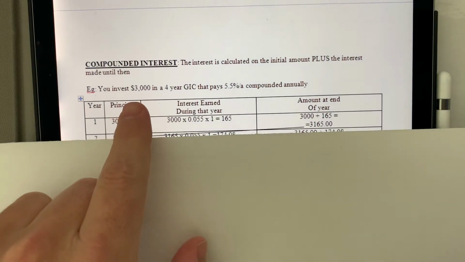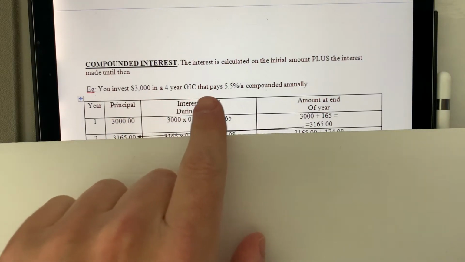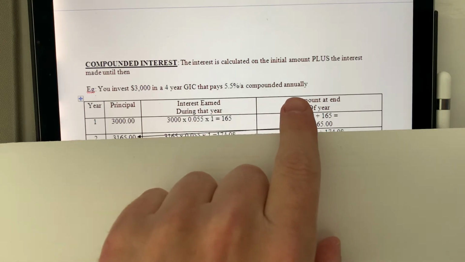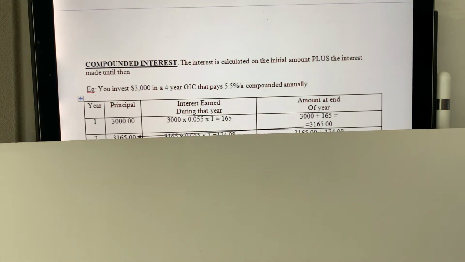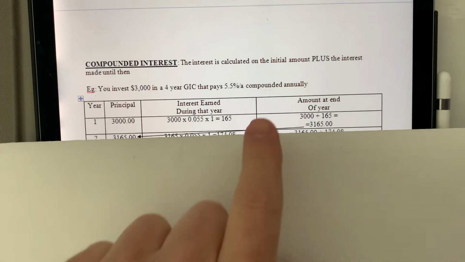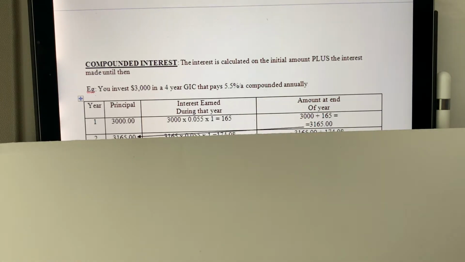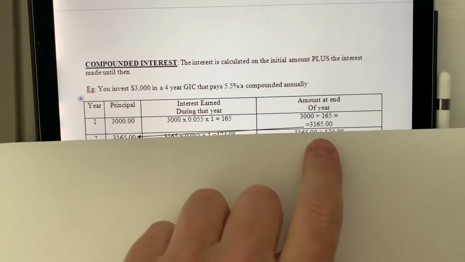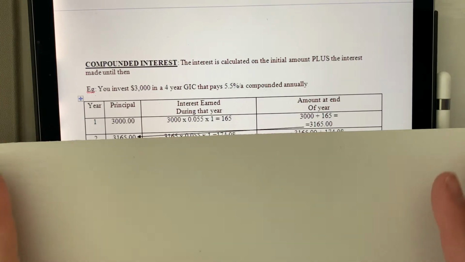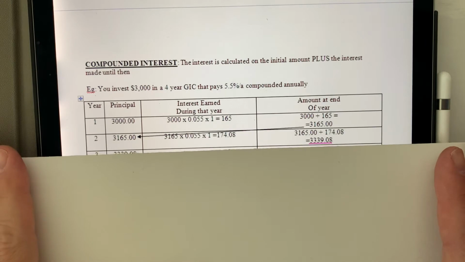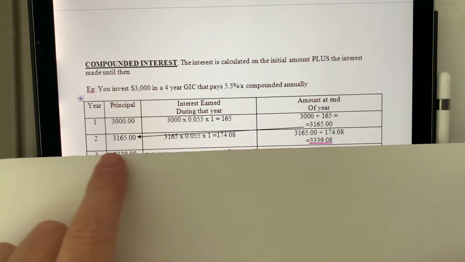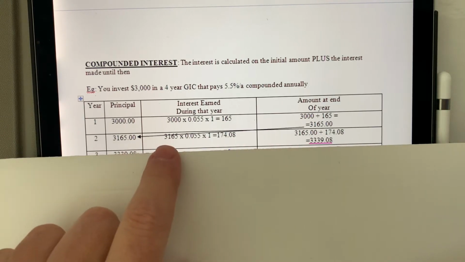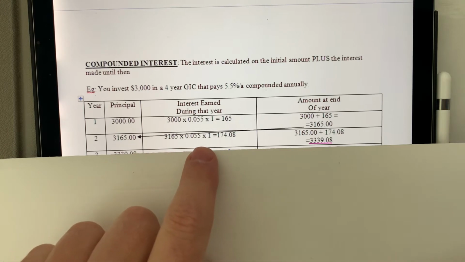So, same example from the other one: $3,000, 4-year GIC that pays 5.5% compounded annually. That's the same idea, same numbers, but one's compounded annually, the other one's simple interest. So the first year, same idea, 0.055 times 1, 165, it's exactly the same thing. But here comes the change. On the next year, that 3165 is what we start with. So now it's 3165 times 0.055 times 1.